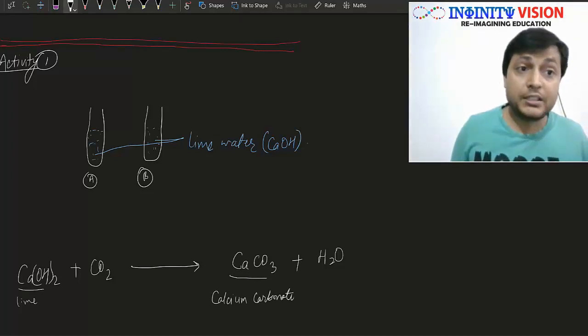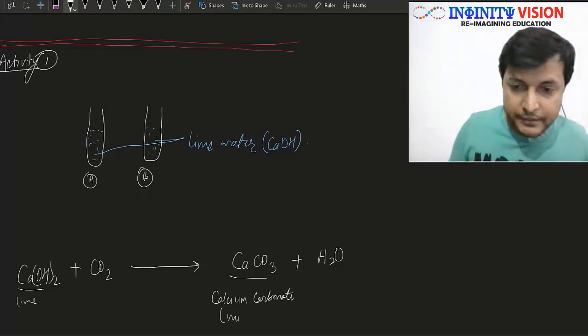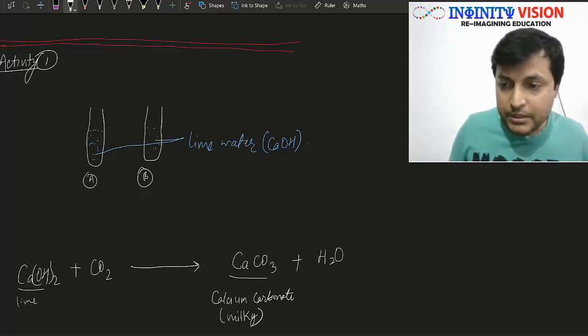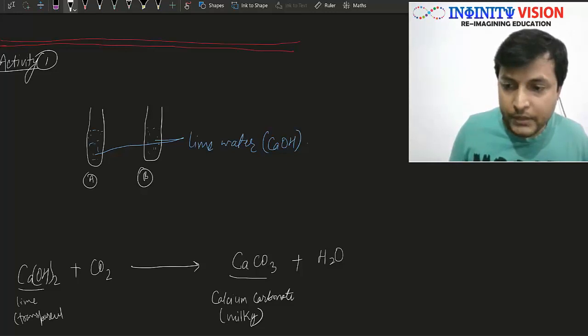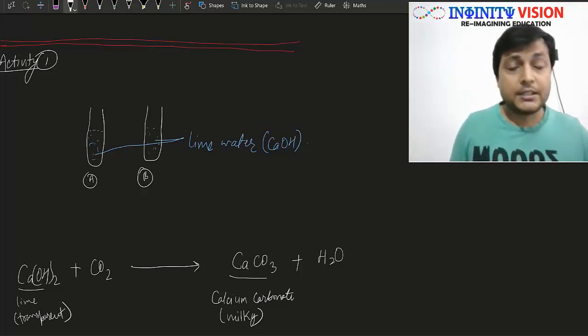And calcium carbonate is milky in color. So this will give milky color. This lime water is a transparent solution, but calcium carbonate is milky. So what is the principle of this reaction?